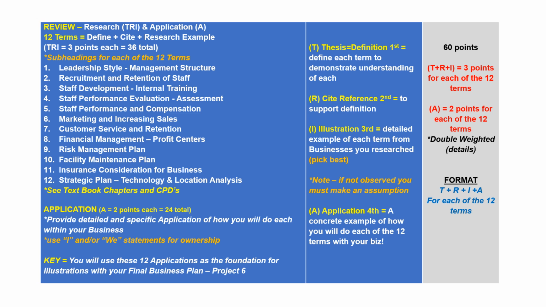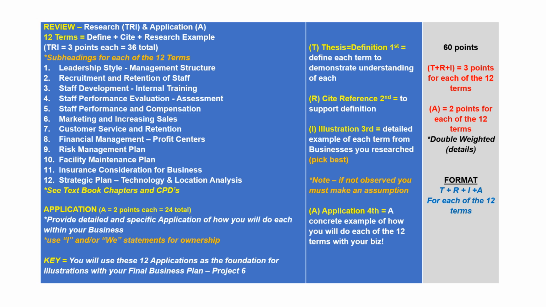And then last, you want to give a concrete illustration or example from one of the 3 businesses you researched on those terms. Ideally, you pick the best example you found. Key point here, if you weren't able to observe that term with any of your businesses, you must state then, if not observed, not able to observe, I make the assumption based on my research this. If you're finding that this is happening with a lot of terms, then you need to go ahead and find some different businesses that have the information available.